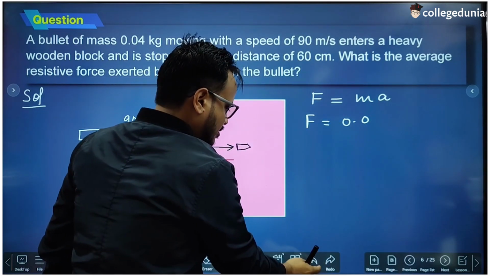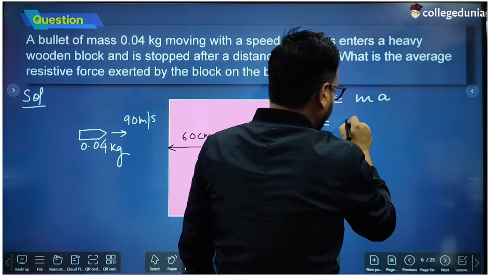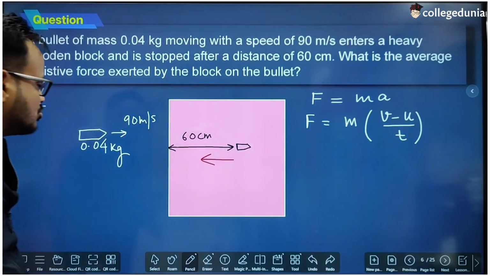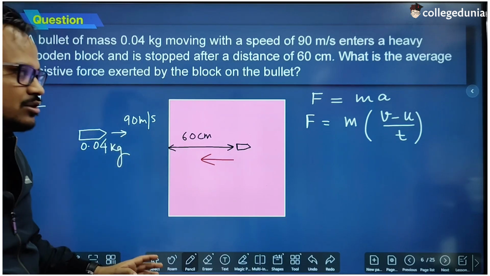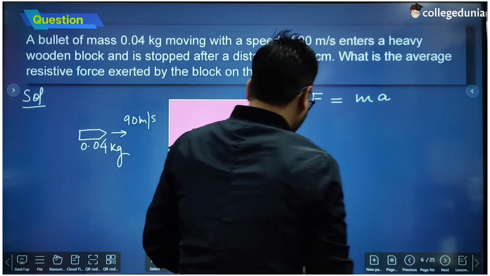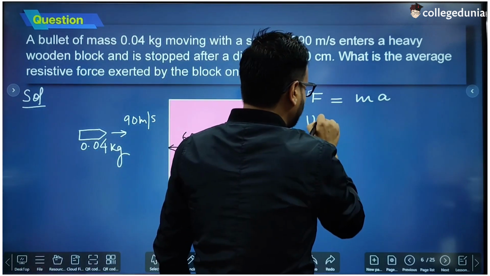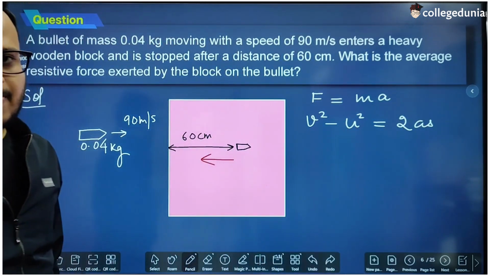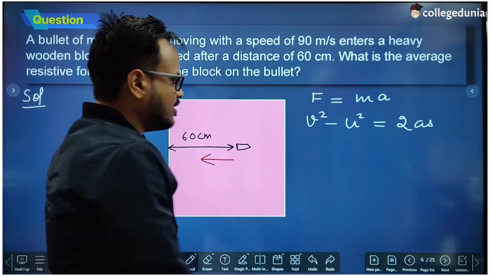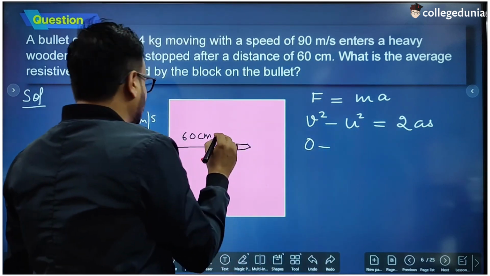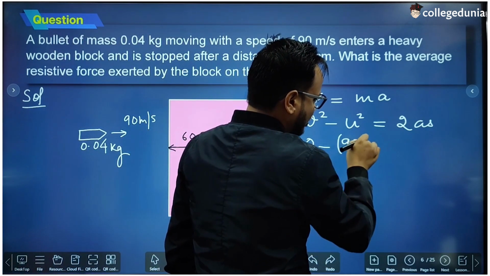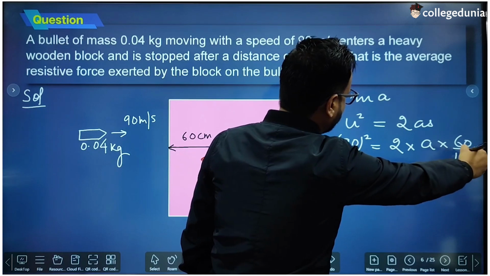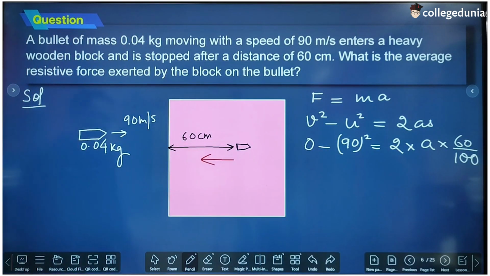Let's put this in the form of symbols first. M into A. What is A? A is V minus U by T, which is not suitable for this question because time is not given. So to find acceleration, we are going to use third equation of motion, which is V square minus U square equal to 2as, because distance is given now. So this is 0 minus initial velocity of the bullet is 90 meter per second, 90 square, equal to 2 into A into 60, but that 60 is in centimeter, so we will divide it by 100 to convert it into meter.